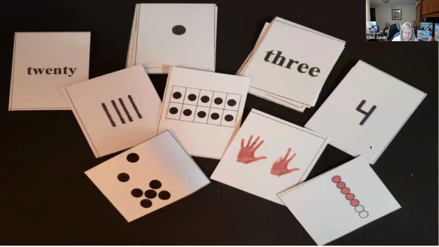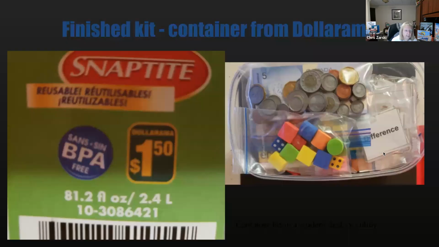Here's the subitizing cards. I would get a set for each one of the kids and just let them go at it whenever they have a few minutes. They can just work on it or just play with their parents at home even. But here's what it would look like in the plastic container. And again, these are not required. They're just there if you want to.